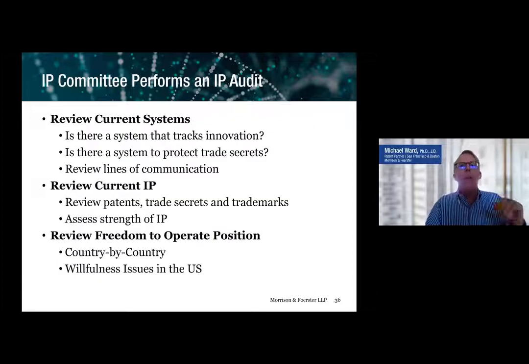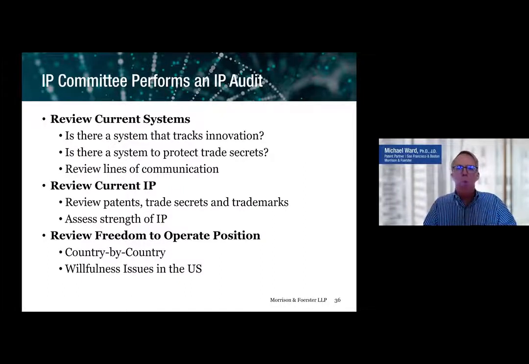All right, so what's one of the first things you should do once you form this IP committee within the company? You should perform an audit, an IP audit. All right, what does that mean?